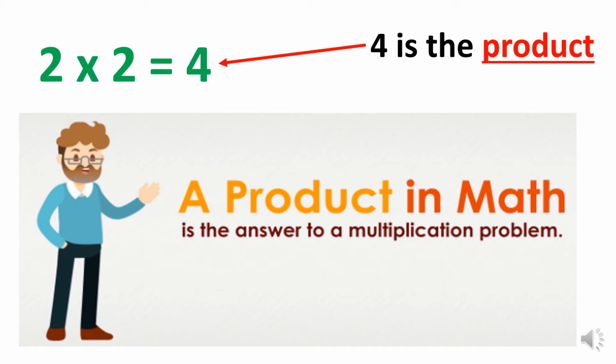A product in maths is the answer to a multiplication problem. So this comes after our equal sign. 2 times 2 equals 4. 4 is the product. If I had 5 times 5, my answer would be 25. So 25 would be my product.